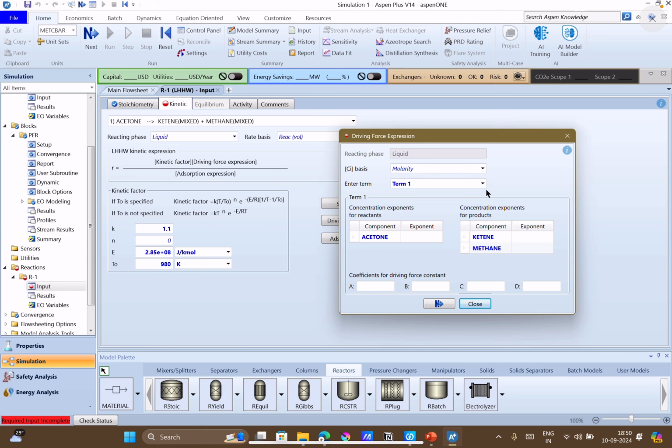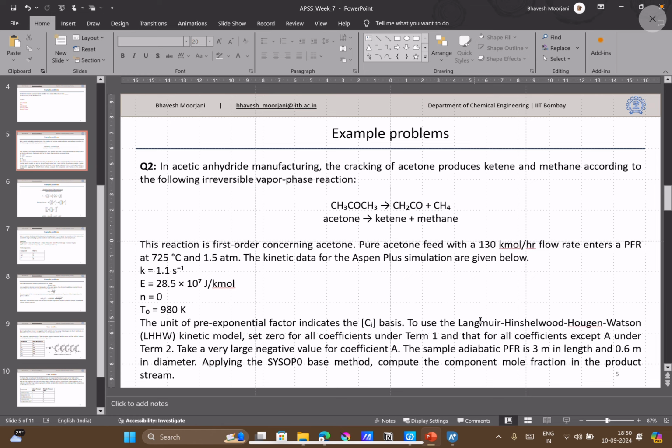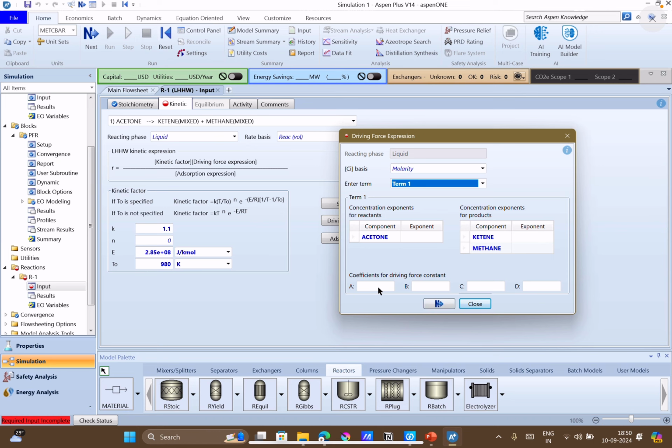For term 1 of this kinetic expression, it has been said to set 0 for all coefficients under term 1, and for all coefficients except A under term 2. So here you can see we have coefficients for the driving force constant, and we have been asked to put 0 for all. So A, B, C, D all are 0. Now here the exponent for the reaction part, so it's a first order reaction in terms of the acetone. So we will put it as 1. Rest can be 0, so we don't have to specify it.